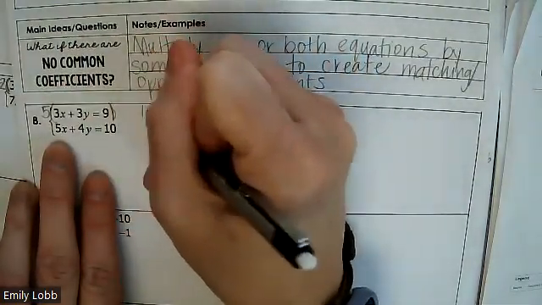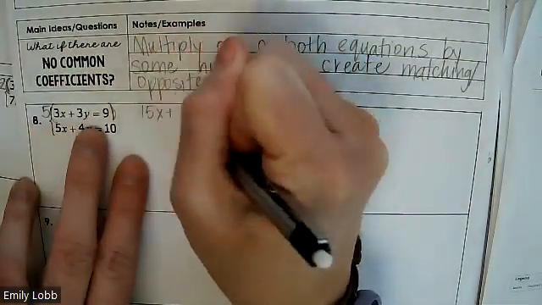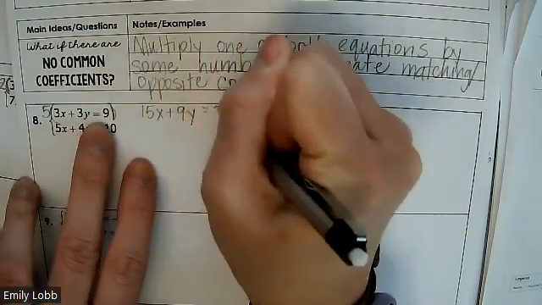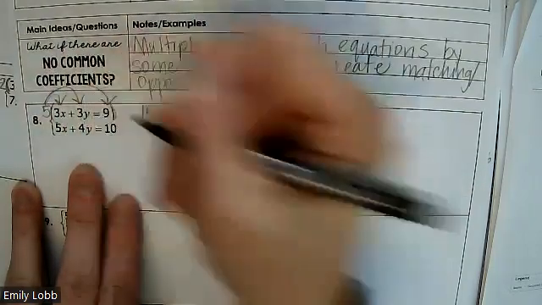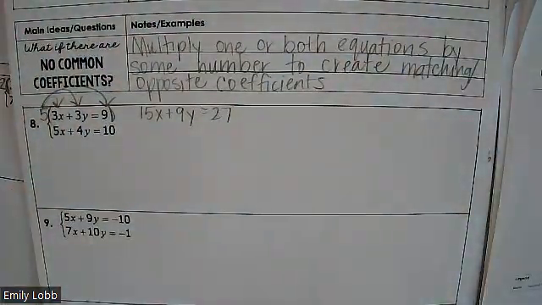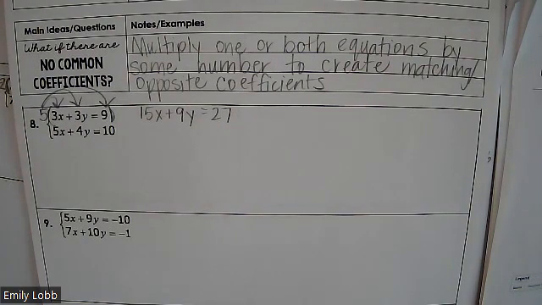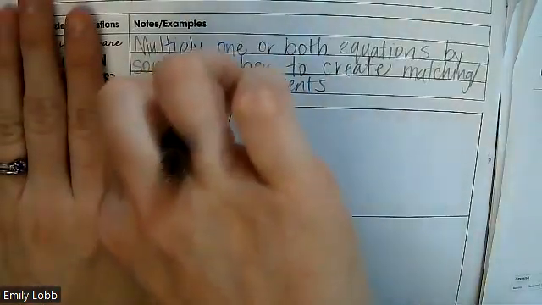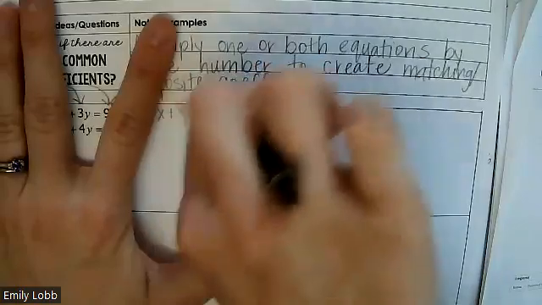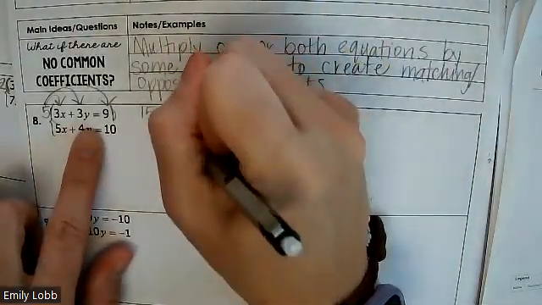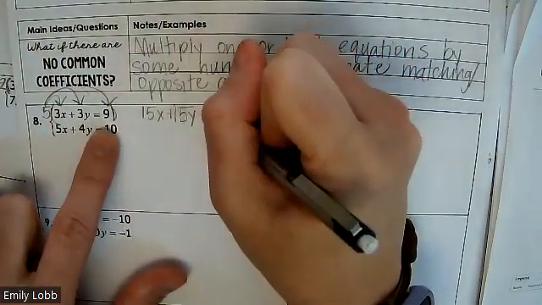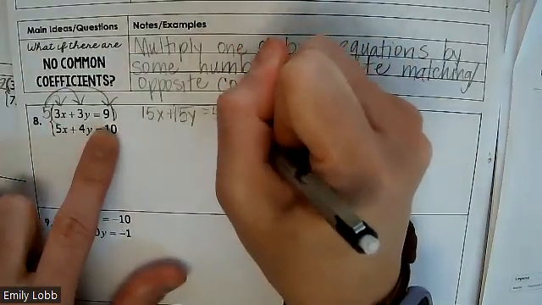So this is going to be 15x plus 9y is equal to 27. Notice I'm multiplying by every term in my equation, right? Oh my goodness. I was multiplying by 3, wasn't I? Not by 5. Glad you're all awake this morning. All right, so 5 times 3 is still 15. 5 times 9 is not 27 either, it's 45.